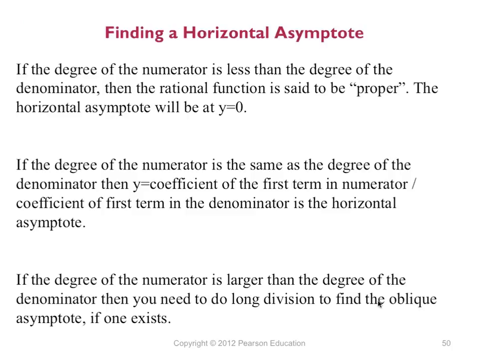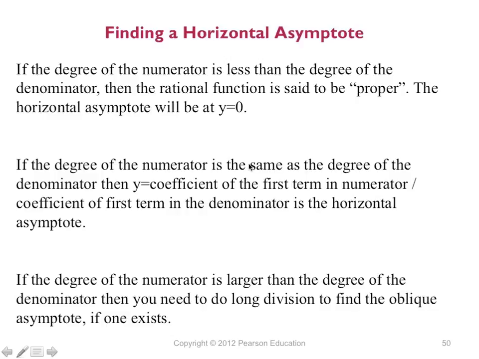We also have rules for finding horizontal asymptotes or oblique asymptotes. If the degree of the numerator is smaller than the degree of the denominator, then we say the rational function is proper. If you have a proper rational function, then the horizontal asymptote is going to be at y equals 0. So anytime the degree of the numerator is smaller than the degree of the denominator, the rational function is going to be proper.